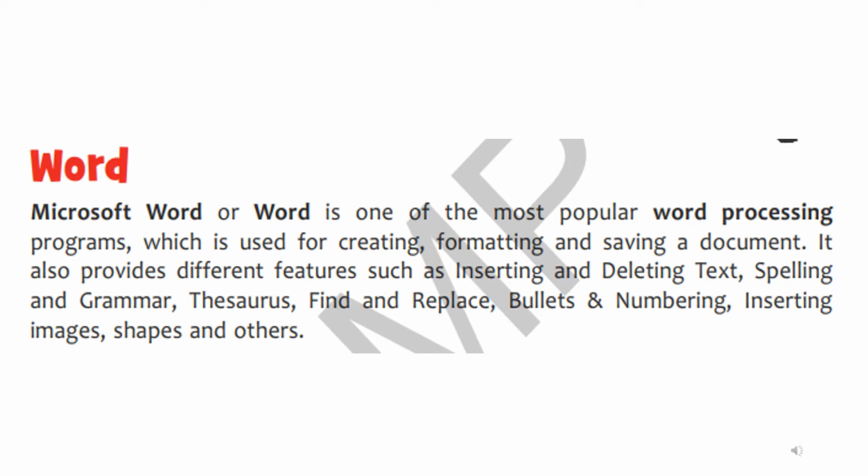Children, many more features we have in MS Word, like we can insert and delete text in between. We can check the spellings and grammars. We can find out the thesaurus also. Thesaurus means different words with the same meaning. We can find and replace any word. We can use the bullets and numbering of different styles, and we can insert images, shapes and so many other features that you will learn in this lesson.